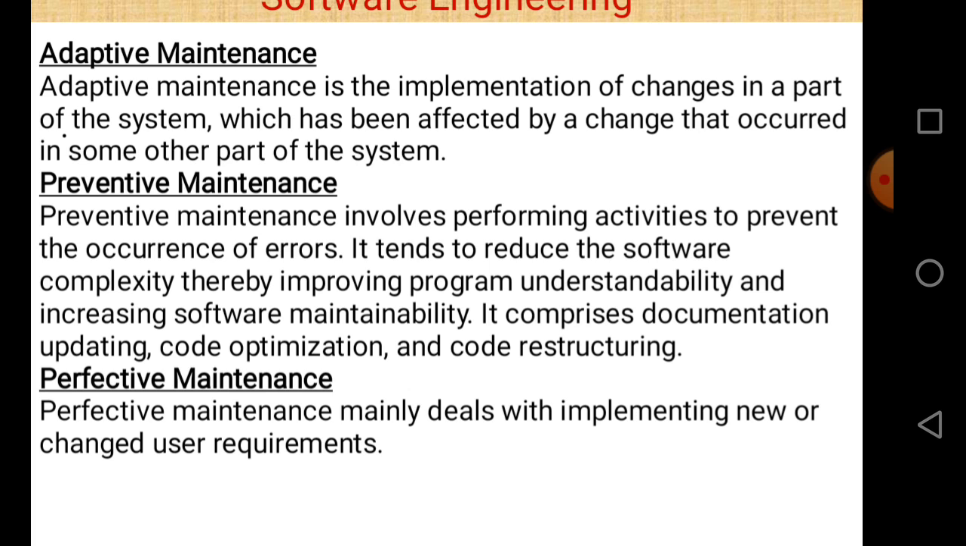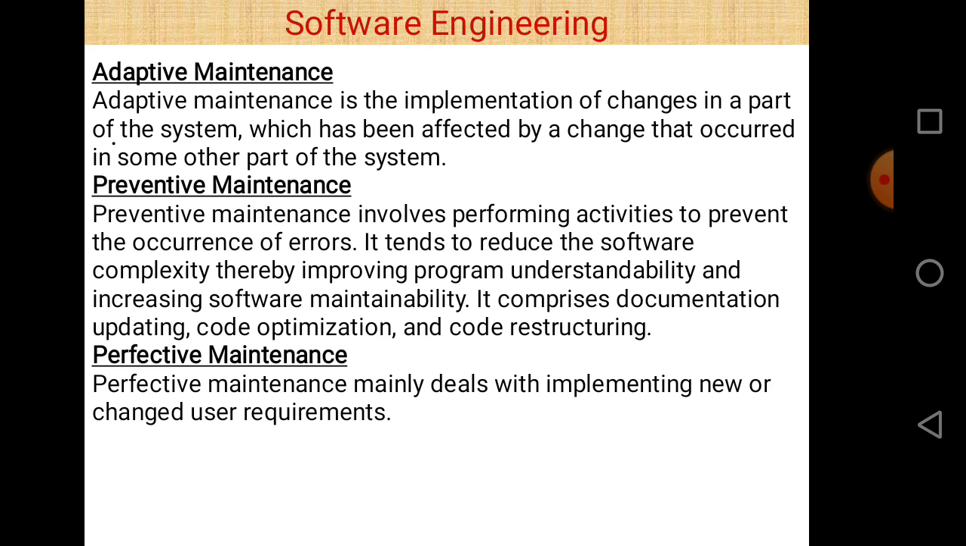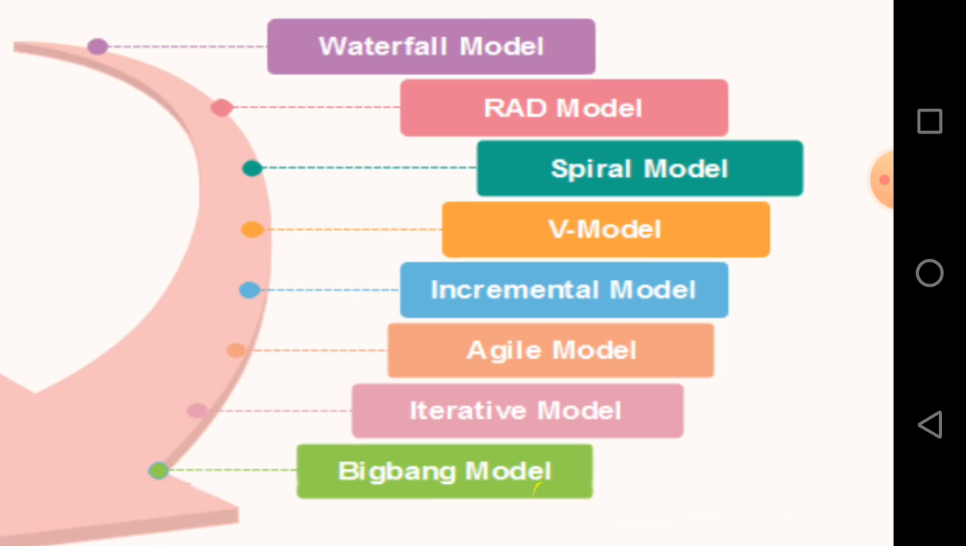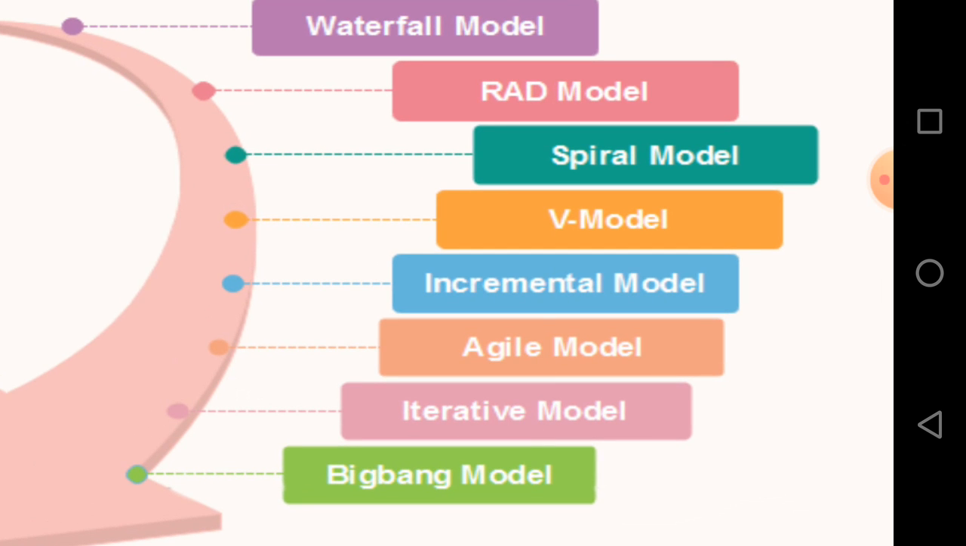And so this is all about the software development life cycle. These are the basic terminologies regarding software engineering. In our next lecture, we will discuss different software models, by which software can be designed. These are the waterfall model, RAD model, spiral model, V model, incremental model, agile model, or iterative model, and the last one is the Big Bang model.